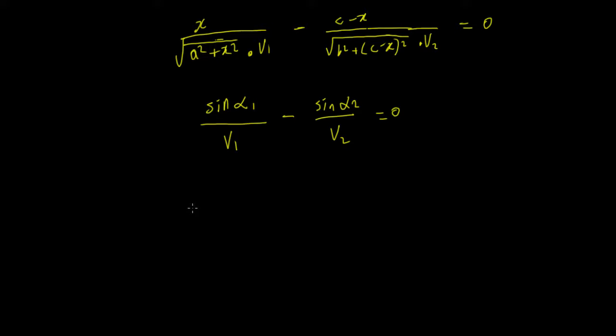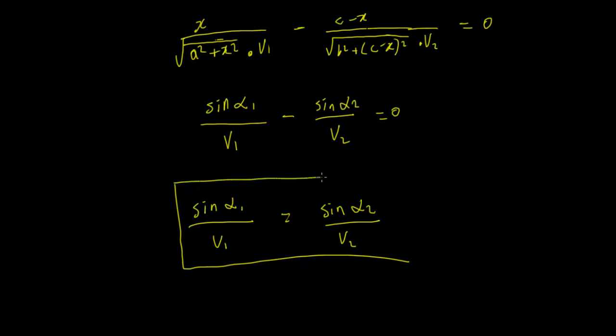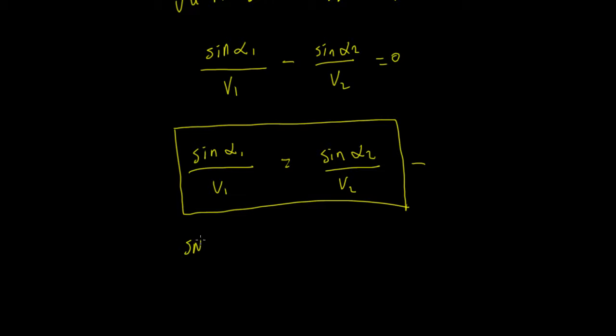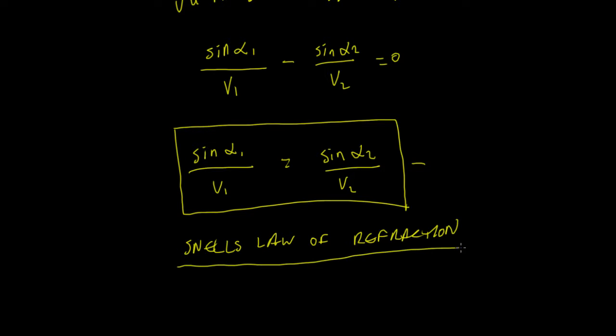We'll just take that one across, so you get sine of alpha 1 upon v1 equals the sine of alpha 2 upon v2. So that there is Snell's law. Snell's law of refraction, I'll write it down there, and we derived that using Fermat's principle of least time.